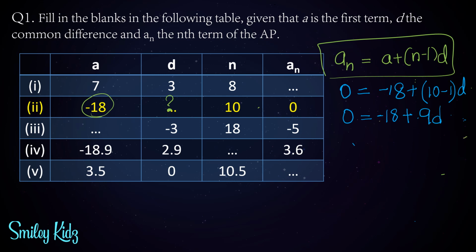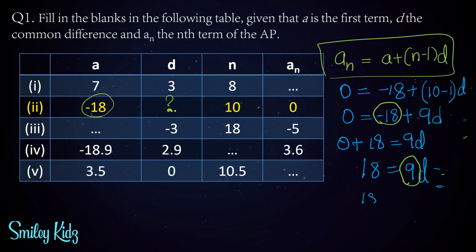Now I'm going to transpose this minus 18 to the other side. So it's going to be what? It's going to be 0 plus 18 is equal to 9D. Now this is nothing but 18. 18 is equal to 9D. Now I'm going to transpose this 9 to the other side. It turns out to go to the denominator and divide, isn't it? So this is going to be 18 upon 9 is equal to D.